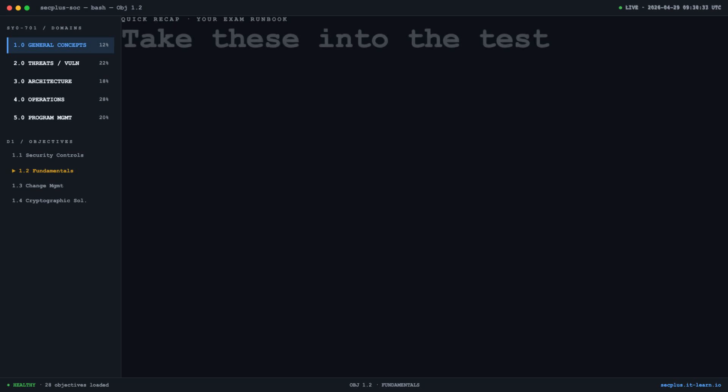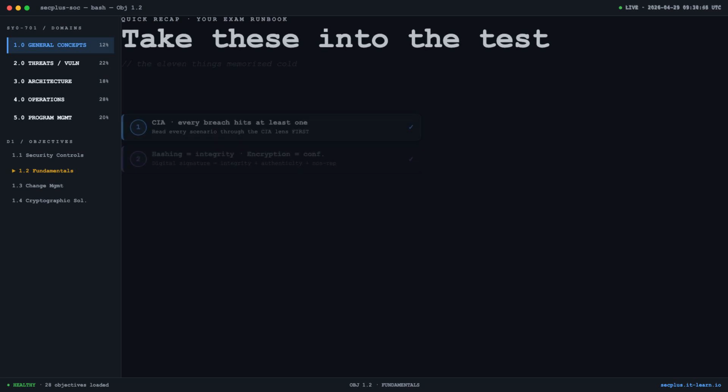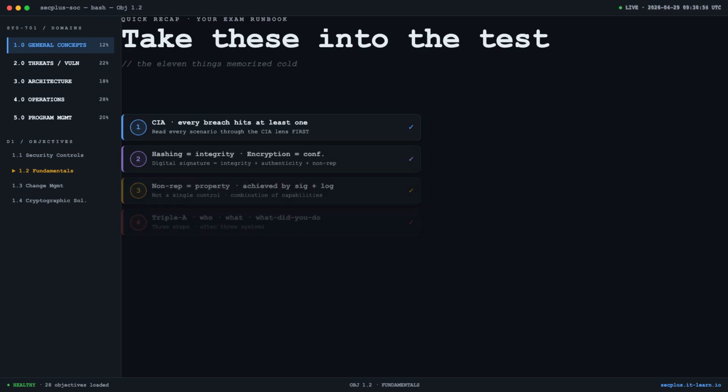3. AAA. Authentication asks who, authorization asks what, accounting asks what did you do. 3 steps, often 3 systems. 4. MFA requires 2 different factor types. 2 passwords is not MFA. 5. RBAC runs the enterprise. ABAC runs the audit. MAC runs the military. DAC runs your laptop.